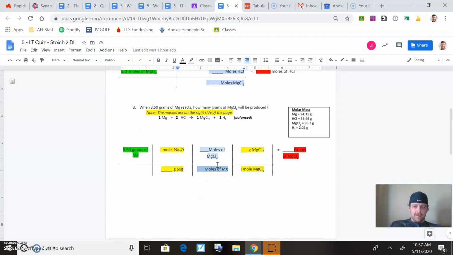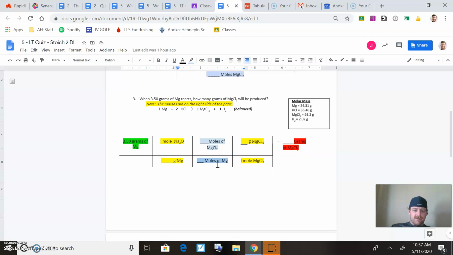Then we move to grams, and we have what we call three brackets. All right, now this problem here, all the masses for each compound are right here on the right. Right, so for this problem number 3, you don't even have to use your periodic table, it's already given to you. When 3.5 grams of Mg reacts, how many grams of MgCl2 will be formed? So 3.5 goes there. What do I want to find? MgCl2. What do I put here?